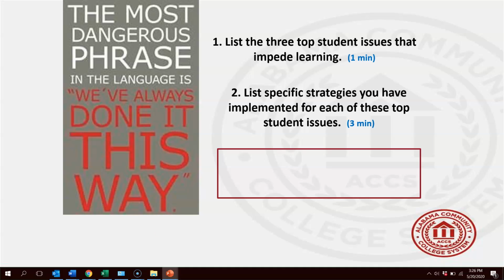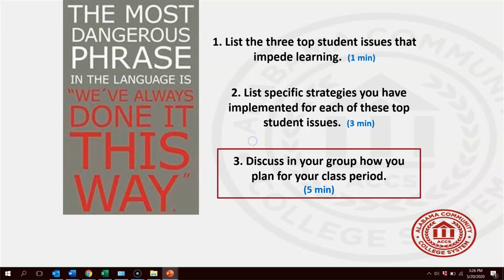And we said, all right, what's anybody doing to address this number one issue of attendance? The room was dead silence. So we went to the second one. Well, what's anybody doing to address writing? Dead silence. Till somebody said, I don't know, ask the English department. So you see where the old paradigm was. The old paradigm is, yeah, we know what all these problems are, but it's not our responsibility to address them. Okay, that paradigm has no place in the 21st century community college. And then, of course, after we did this, we discussed with our group how you plan for your class period.